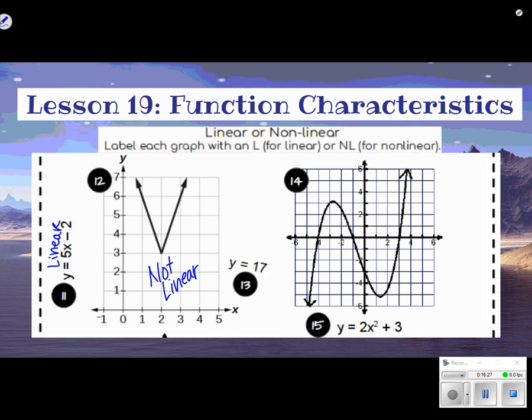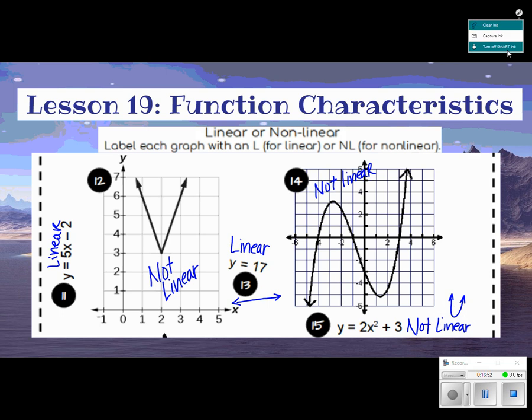Number 13 is linear. It is a constant function going through a y value of 17. Number 14, not linear. It is a cubic function. And number 15 is not linear. It is a quadratic function. It is a U-shaped function, not a straight line.